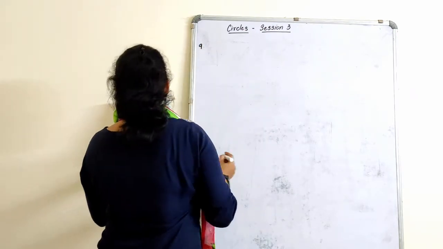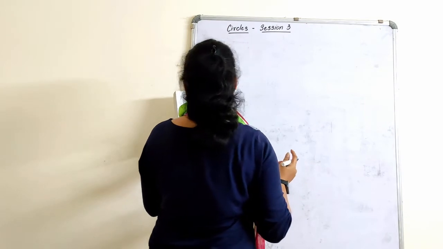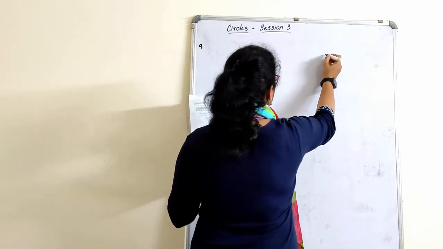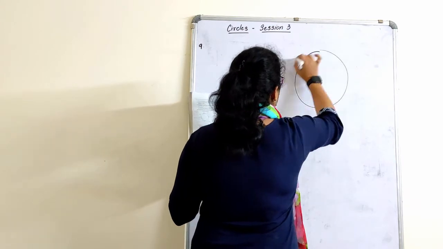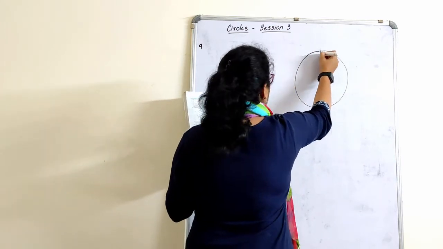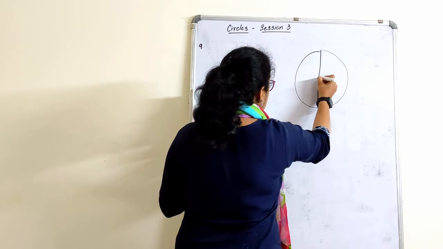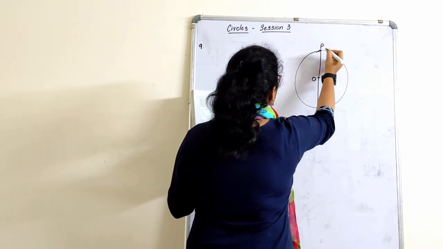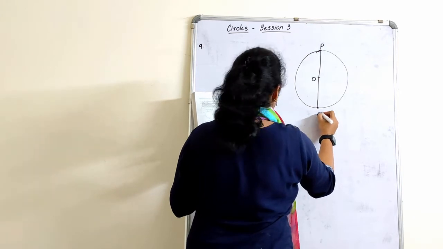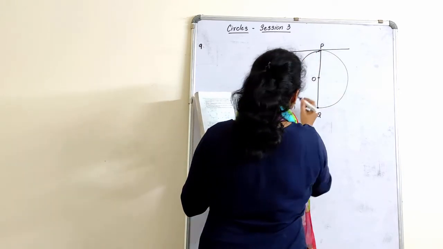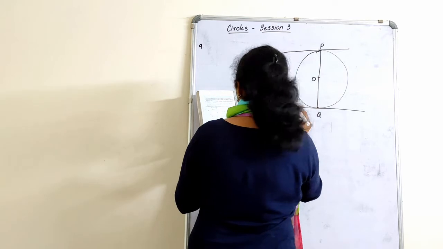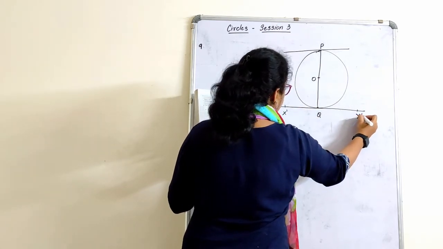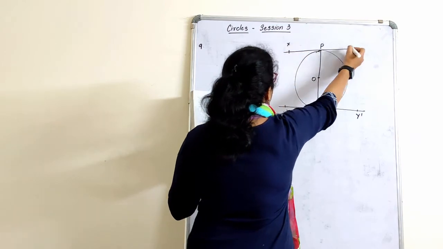The 9th sum: in the figure, XY and X'Y' are the two parallel tangents to a circle with center O. So this is the given figure. This is the circle and this is the center O, with point of contact P and point of contact Q. With respect to that, I have two tangents, which are X'Y' and XY.